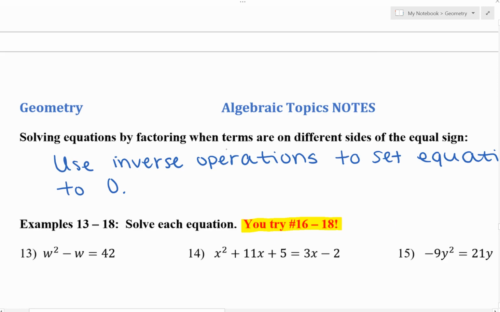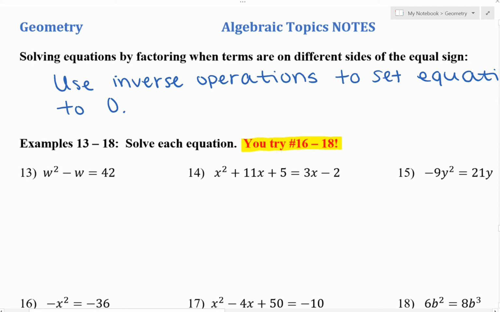Okay, so now solving equations by factoring when terms are on different sides. So if it's not equal to 0, then just use your inverse operations to move things around so that it is equal to 0. So for number 13, w squared minus w equals 42. All we have to do is subtract that 42 over. There's no like terms, so you just subtract it on there, and then factor it. So now it's equal to 0. We can use 7 times 6. So 7 times 6 is 42. And if you do a negative 7 plus 6, you get that negative 1 in the middle.